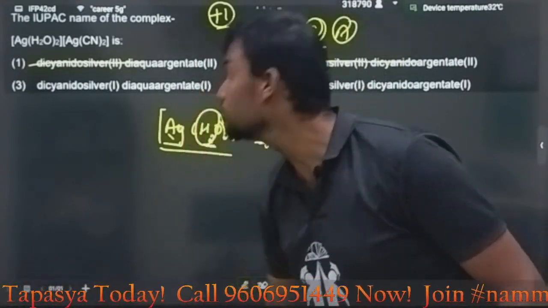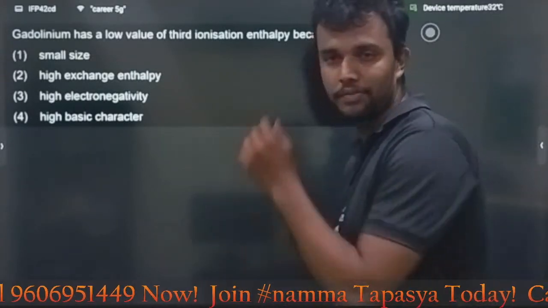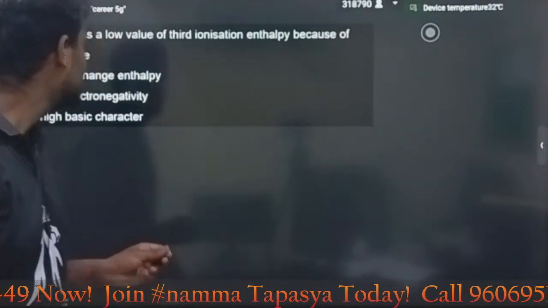Very clear, very simple. Option is 4. Here the first important thing is you need to identify which is cationic and which is anionic. Then your job is done. Now, next move for the next question.